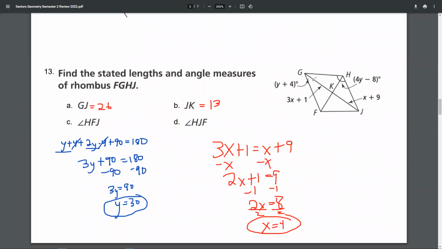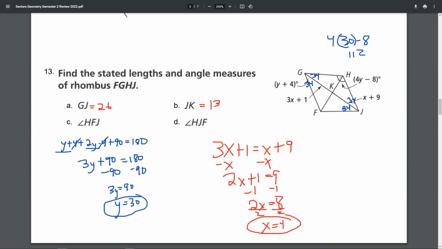So 30 plus 4 gives us 34, which means the one right next to it is also 34 because the diagonals bisect the opposite angles. And then opposite angles are congruent. So 34 and 34. Right. 4y, so 4 times 30 minus 8, that's 120 minus 8, which is 112.